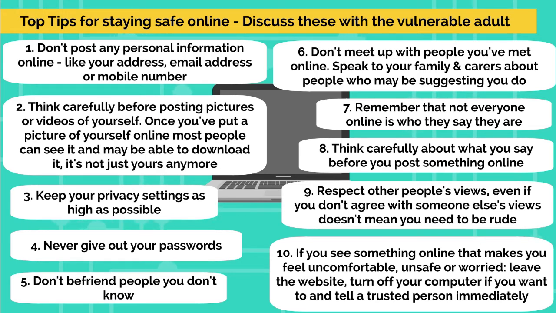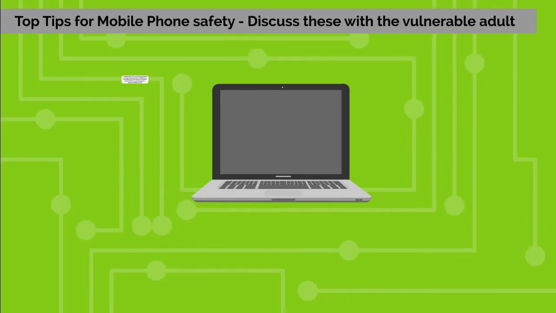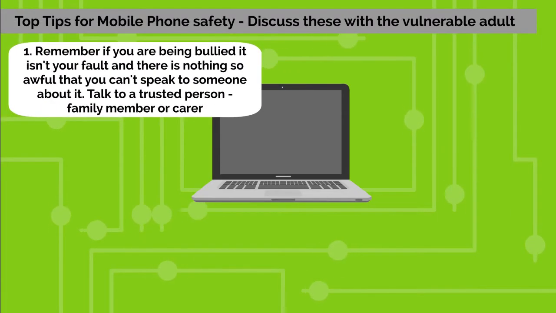10. If you see something online that makes you feel uncomfortable, unsafe, or worried, leave the website, turn off your computer if you want to, and tell a trusted person immediately. Top tips for mobile phone safety. Discuss these with the vulnerable adult.